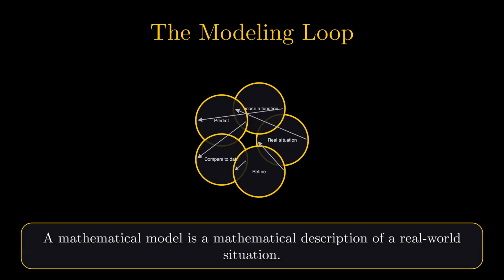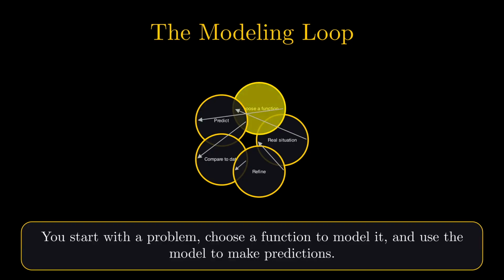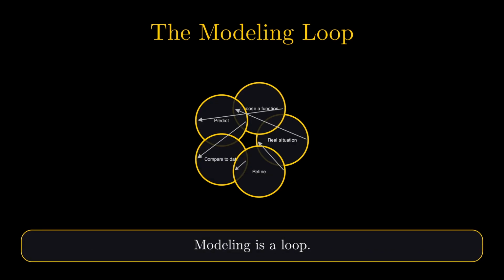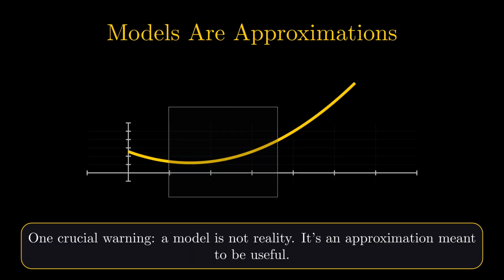A mathematical model is a mathematical description of a real-world situation. You start with a problem, choose a function to model it, and use the model to make predictions. Then compare those predictions to real data. If it's not good enough, you refine it. Modeling is a loop.